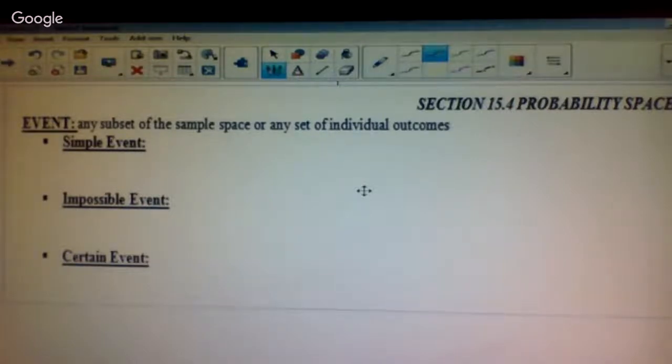What do you get to pick from? Something like the probability of rolling a 1 on a die. Your probability space would be all of the options you have on a die, so your numbers 1 through 6.